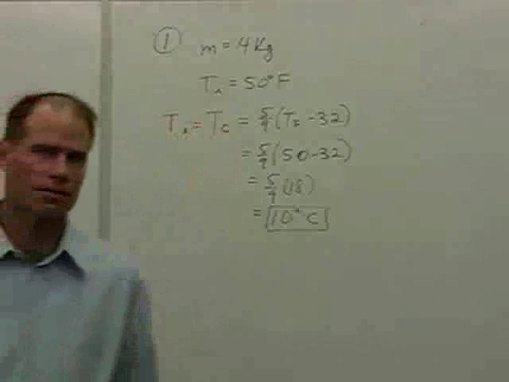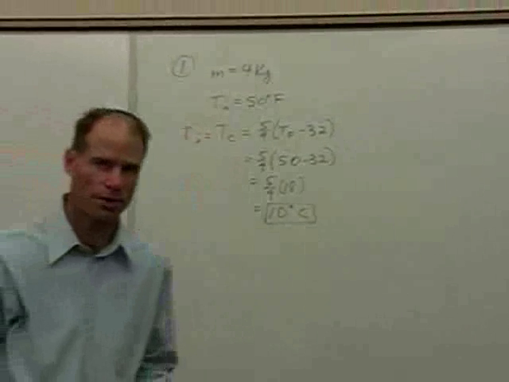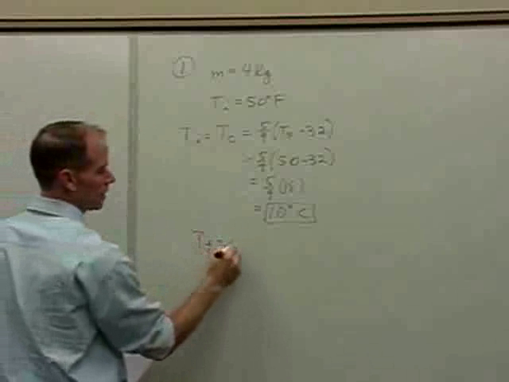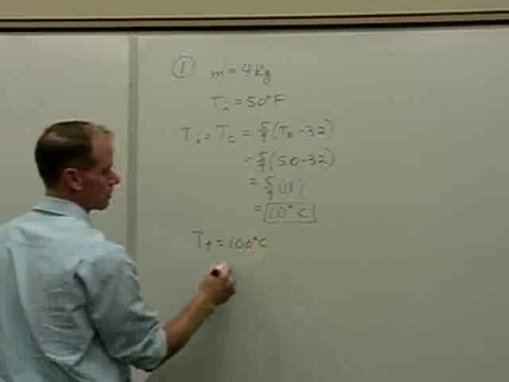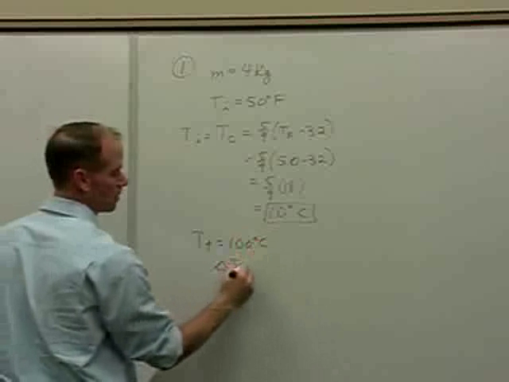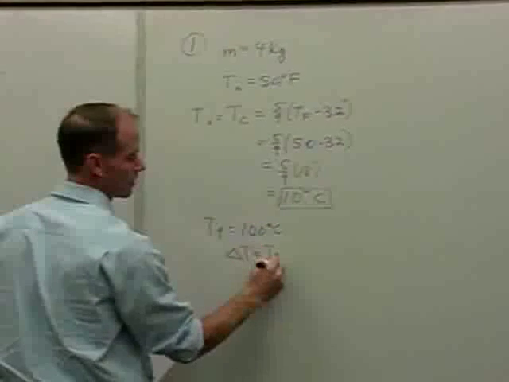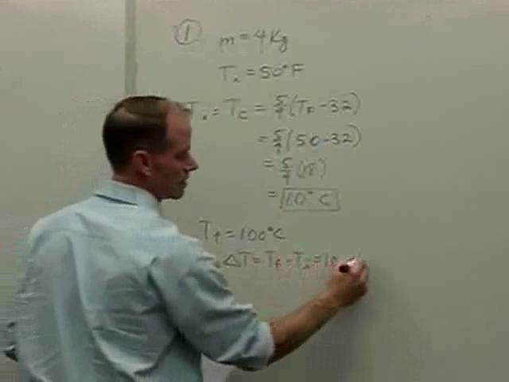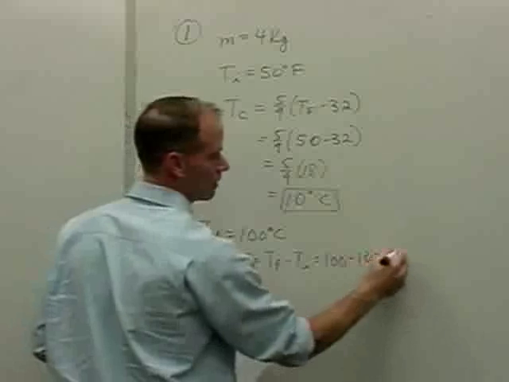And we're told that the final temperature is the boiling point. So our final temperature is 100 degrees Celsius. So our change in temperature is going to be the final minus the initial, 100 minus 10, or 90 degrees Celsius.